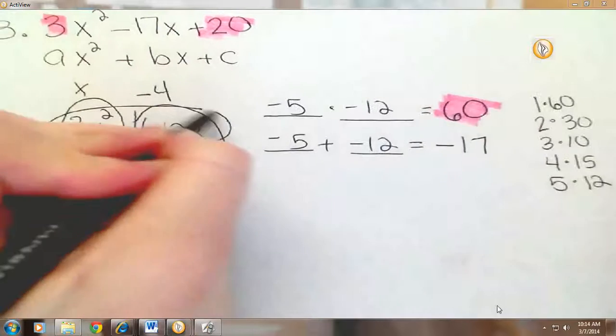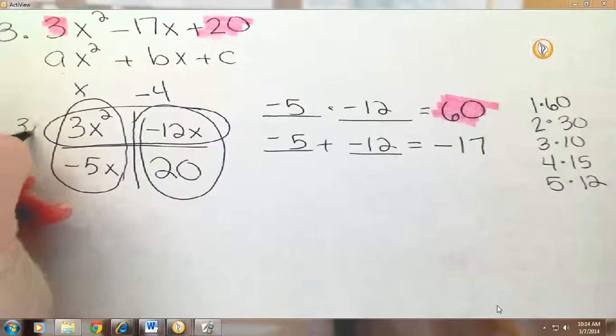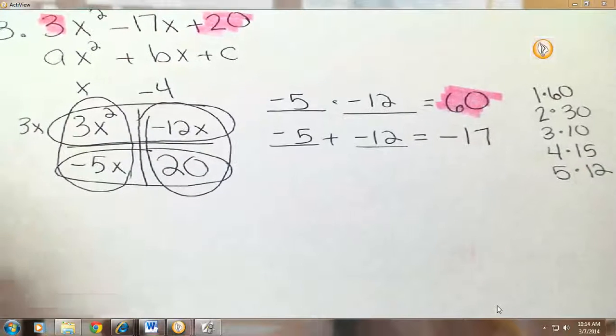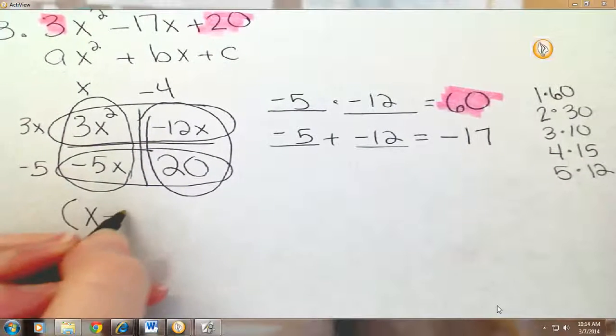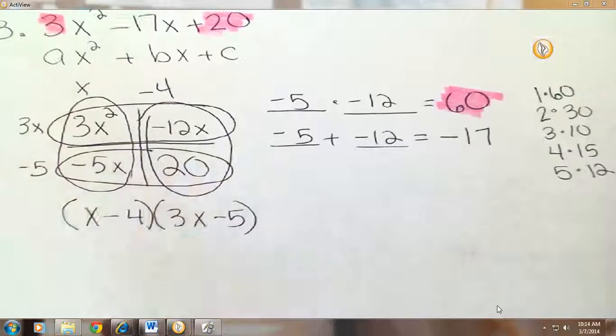In this first row, what's your greatest common factor? 3x. What about the second row? A negative 5. Go ahead and write our answer. We have x minus 4 and 3x minus 5.